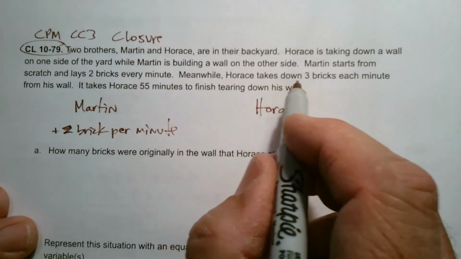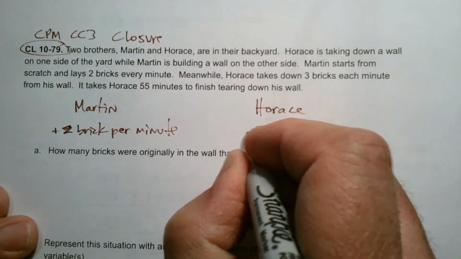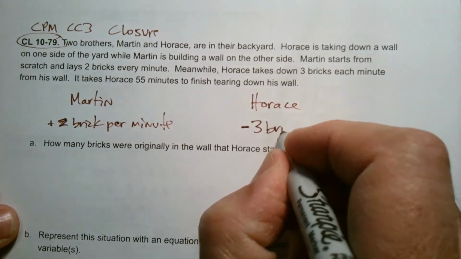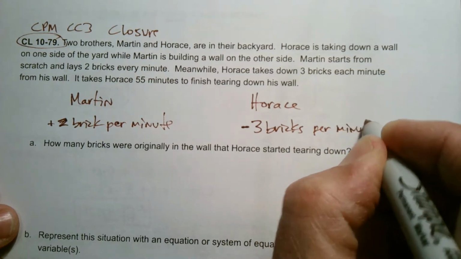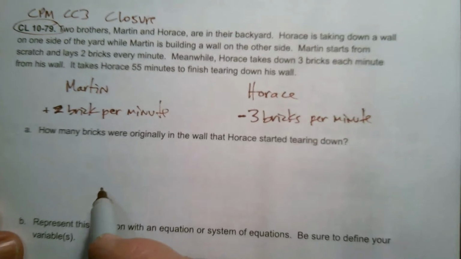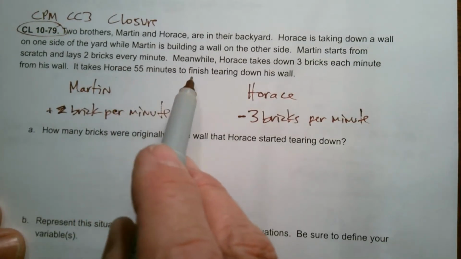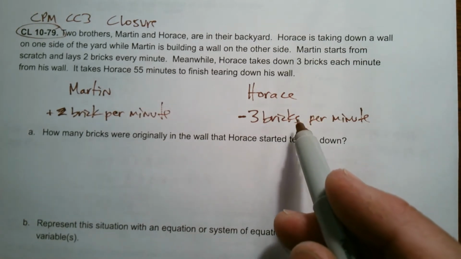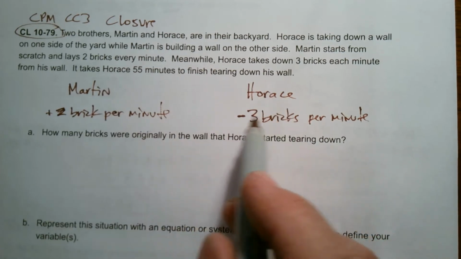And then Horace is taking down 3 bricks each minute, so he's getting rid of bricks. I would say -3 bricks per minute. He's tearing down a wall, while Martin is building the wall. It also gives some information: Horace takes 55 minutes to finish tearing down his wall. So that's going to give us a sense of how many bricks there were.